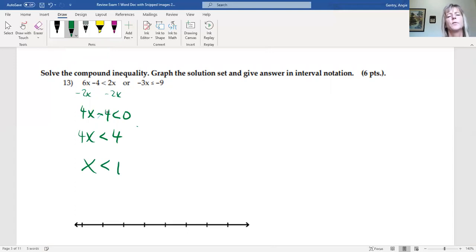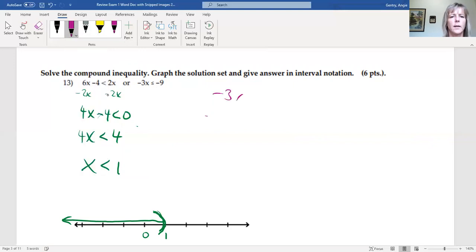If you move it to the other side, it's okay, but then you have to divide by negative, which flips your symbol. Then you have to move your x's to the left. So you're still going to get exactly the same thing, but you might be confused. So here's a 0, here's a 1. x is less than 1. So that would look kind of like this, roughly. Okay, and then we have the other one.